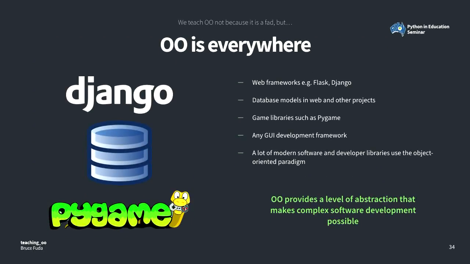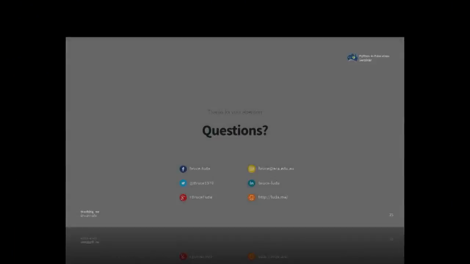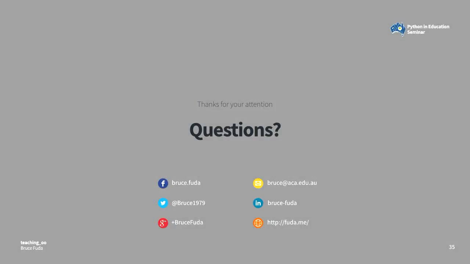And I guess ultimately, one of the reasons we want this to be introduced to students is because OO is everywhere. It's in web frameworks. It's used in games. Database models rely on it, and any GUI work relies on OO as well. So it provides a level of abstraction that we need to be able to understand very complex applications. We can't write software that is very, very complicated without it. And so it's really, really important that students have an opportunity to explore OO in that context.